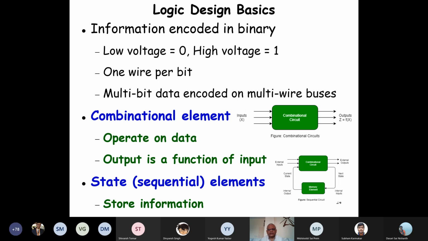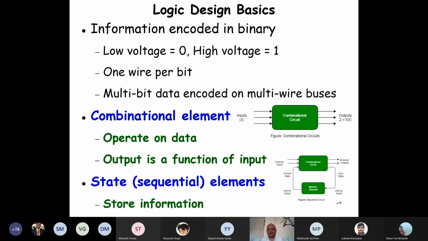And depending on the value of these bits, we get some output. If it is an AND gate, OR gate, etc., all those are combinational elements, because based on the input, the output is uniquely determined by this function. It may be AND function, OR function, etc.